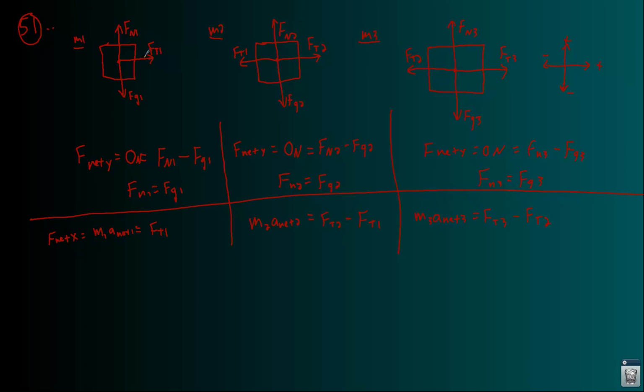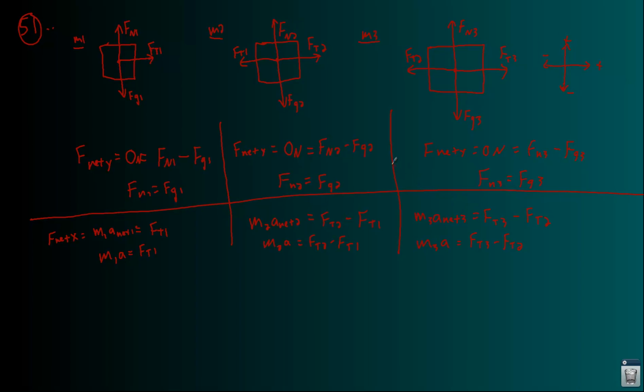We should also realize that since these are all linked together, what does that tell us about all of their accelerations? They have to be the same. So a net 1 equals a net 2 equals a net 3. So let's just call it A. M1A equals Ft1. M2A equals Ft2 minus Ft1. This is making our life much easier. M3A equals Ft3 minus Ft2.